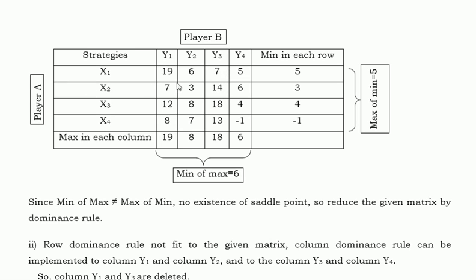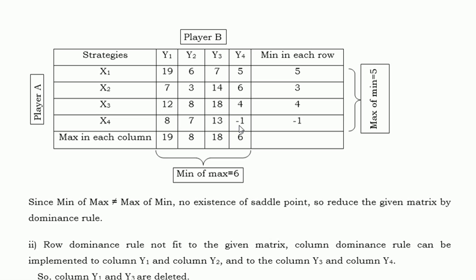Selected row is x2, compared with x1. If these row values are less than or equal to the x1 row, then delete x2, or compare this x2 row with x3. 7 is less than 12, accepted; 3 is less than 8, accepted; 14 is less than 18, accepted; but 6 is not less than 4, so it is not accepted. It means the row dominance rule does not fit. Like this, when you go on comparing each row with the remaining rows in all combinations, the row dominance rule does not fit.